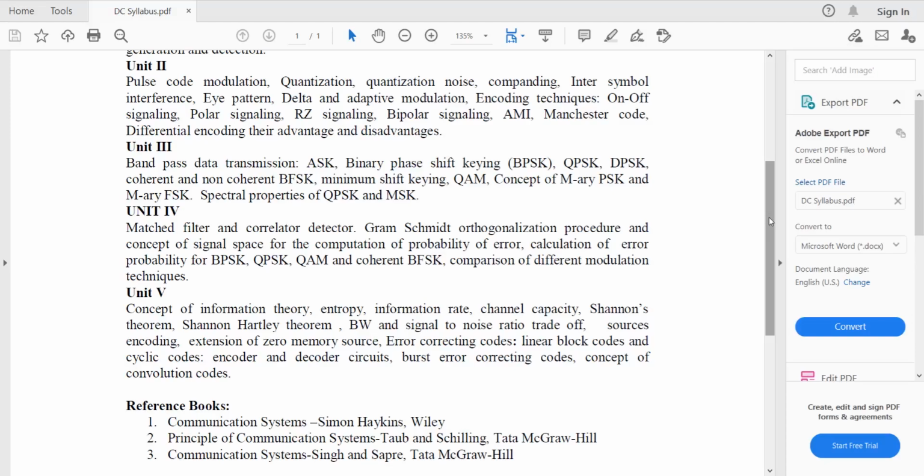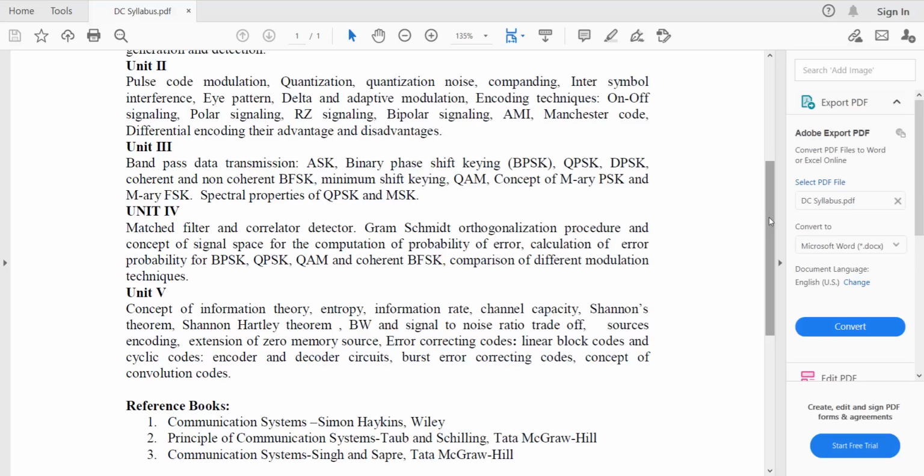Okay, so how all these things are done we'll see in Unit 5. There are other things also like the concept of information theory, entropy, which is the randomness of the signal, information rate. Channel capacity is a very important part. Channel capacity defines how much bandwidth the signal can have so that the channel can easily transmit it from the transmitter to the receiver.